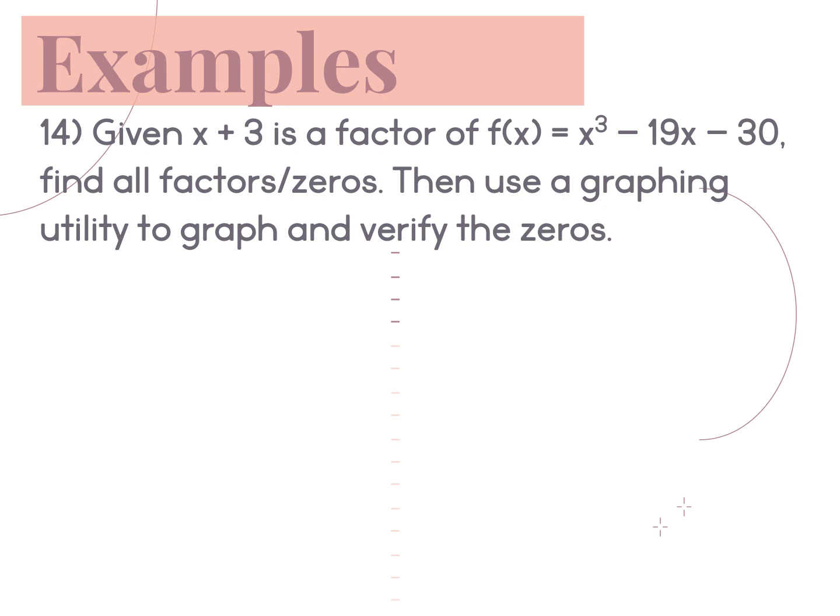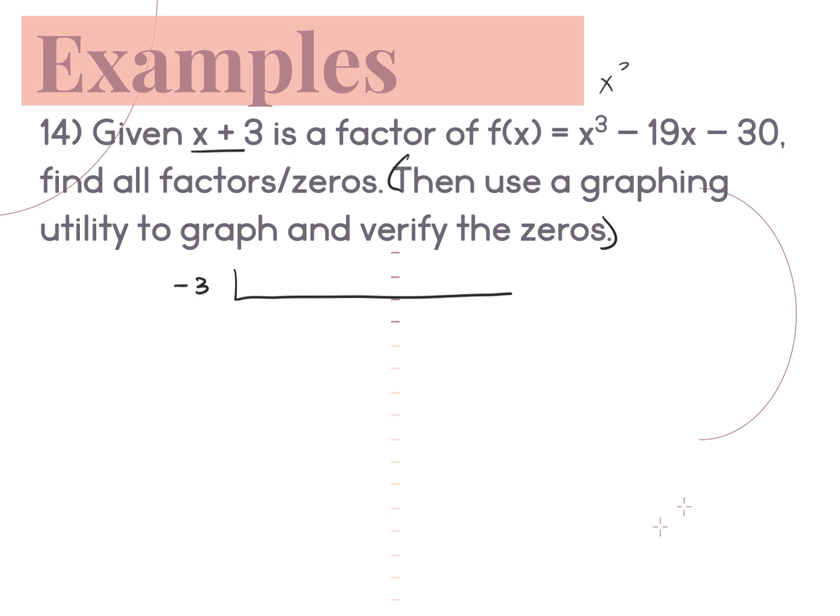And then the last one says, given x plus 3 is a factor of x cubed minus 19x minus 30, find all factors and zeros, then use a graphing utility to graph and verify the zeros. We're going to save this for when we get to your calculator. But for right now, it's saying that x plus 3 is a factor. So if we know it's a factor, how we do this is, again, we're going to plug it in. We're going to do minus 3. I could divide it out, but I'm going to do it this way. Minus 3. I'm going to put my coefficients in here.